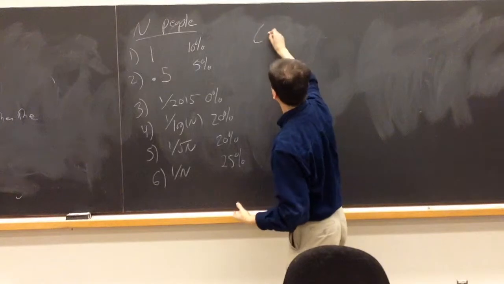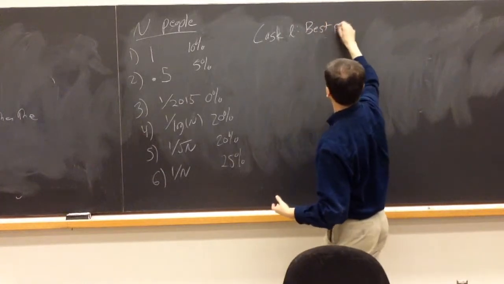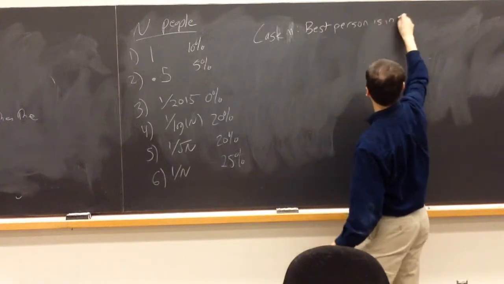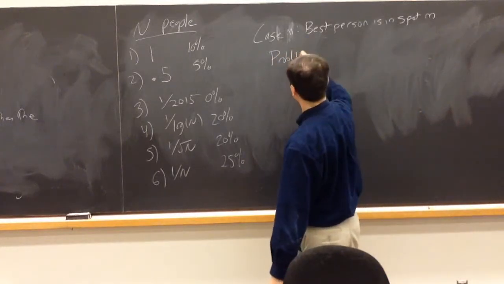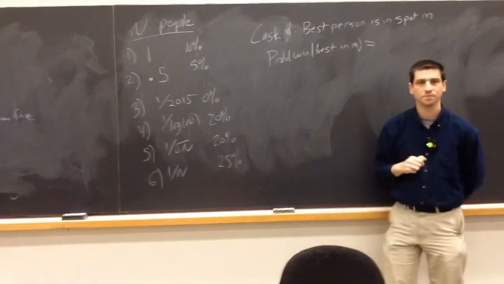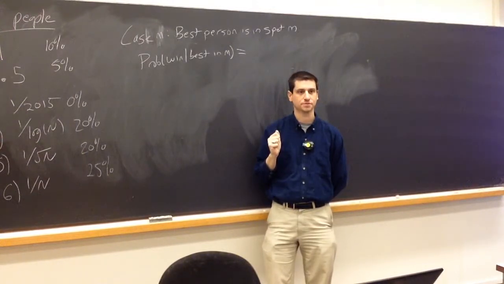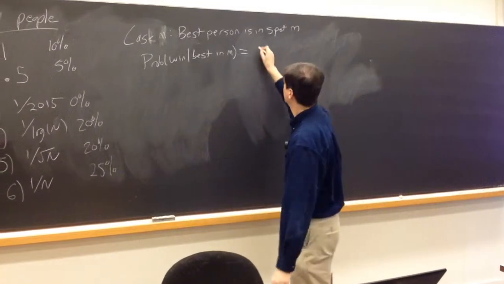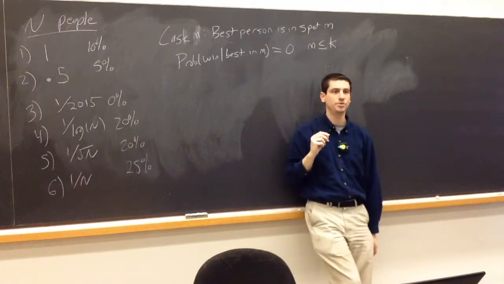So, case M. M is easier for me to write than L. Best person is in spot M. So the probability we win, given the best in M, is equal to what? We know the answer in some cases. For what values of M do we know the answer? If M is less than or equal to K, then we know the probability is 0.